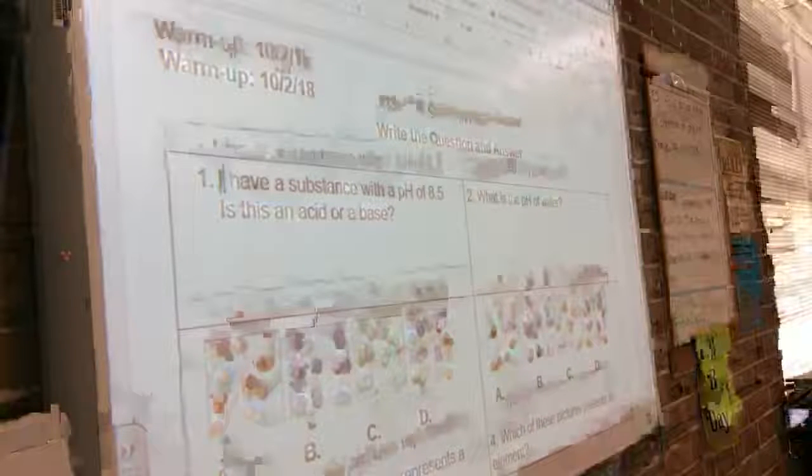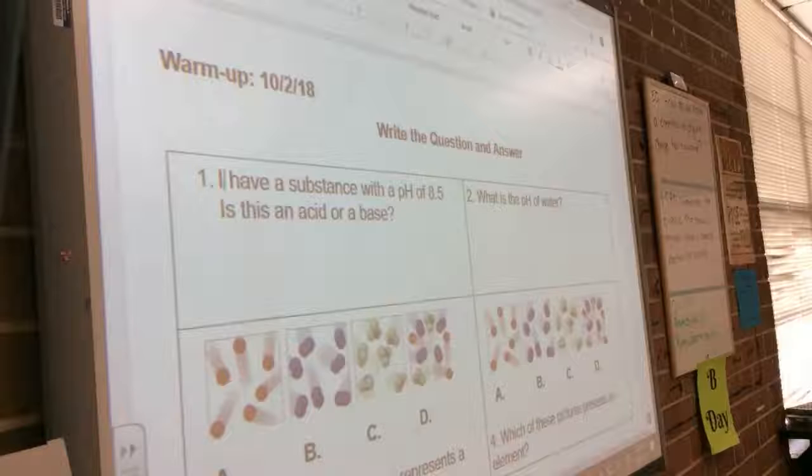All right, number 2. What is the pH of water? This goes to Ruben. Take a guess. We never leave an answer blank. Pick a number 1 through 14. What do you think water is?